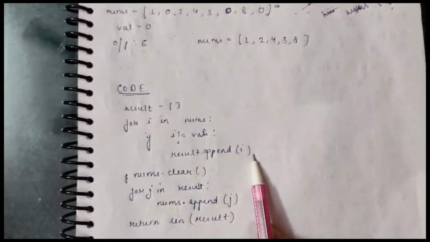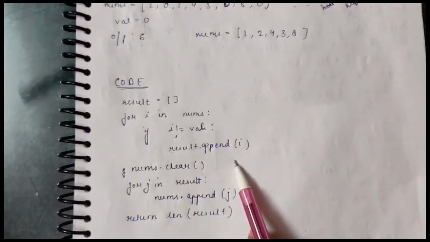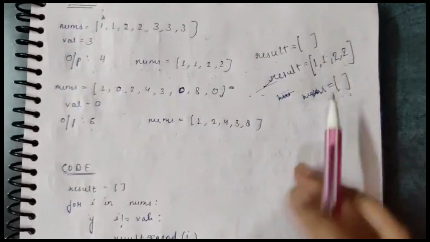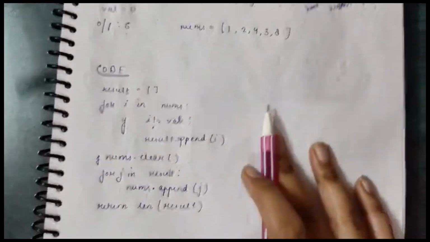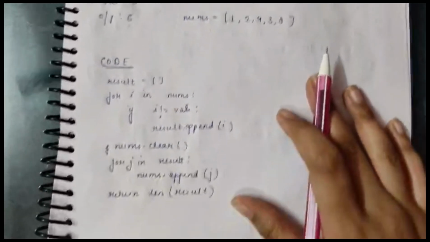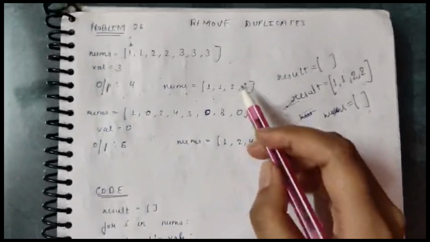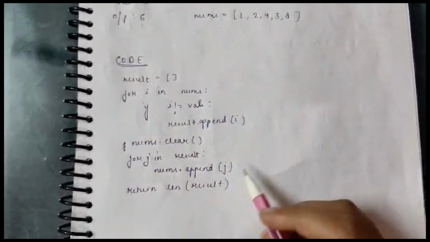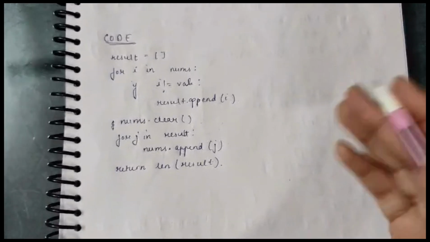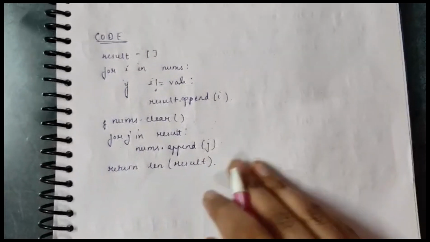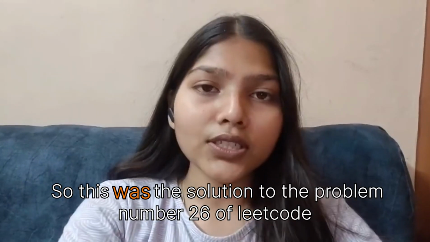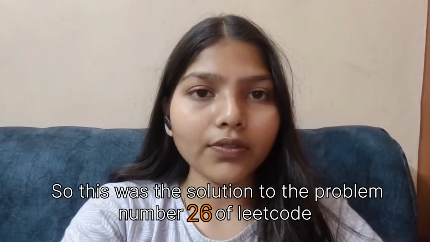Then once all the values are appended, we clear nums. And for j in result, we are traversing the result array and appending every value j of result into the array nums. So now we have the final nums array also, and we can return the length of result, or we can return the length of nums also. It depends on you. So this was the solution to problem number 26 of LeetCode.